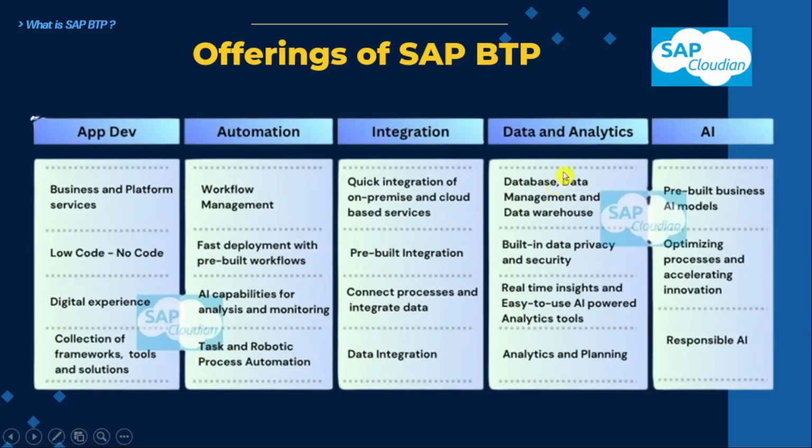Next offering of SAP BTP is data and analytics. It is one of the important offerings of SAP BTP. SAP storage and management is achieved by databases such as SAP HANA, SAP HANA Cloud, SAP Adaptive Server Enterprise, SAP IQ, and SAP SQL Anywhere. Data can be managed and modeled with solutions such as SAP Data Quality Management, SAP Data Intelligence, SAP Master Data Governance, etc. Why are we saying this is one of the important offerings of SAP BTP?